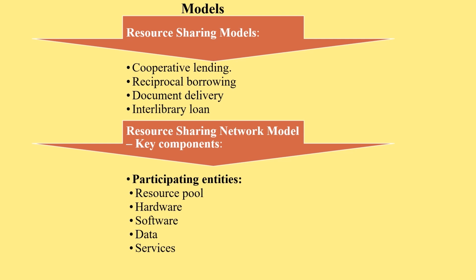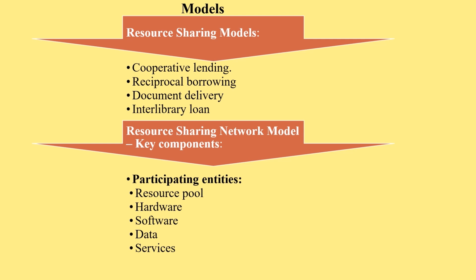A resource sharing network model typically refers to a system where multiple entities, like organizations or individuals, connect through a network to share access to resources like data, hardware, software or services, aiming to optimize utilization, reduce cost and enhance collaboration by pooling their capabilities. Essentially, it's a collaborative platform where everyone can benefit. The key components are the participating individuals or organizations.